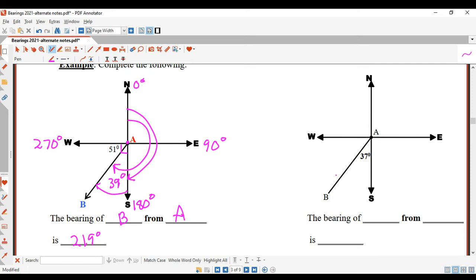Okay, now for the next one, again, we're describing this direction here. You are standing here at A. Bearing of B from A is, now it's clockwise direction again, isn't it? Okay, so there's 0 degrees, there's 90 degrees, here's 180 degrees. Now this angle here, just in there, is 37. So 180 plus 37 is 217 degrees.